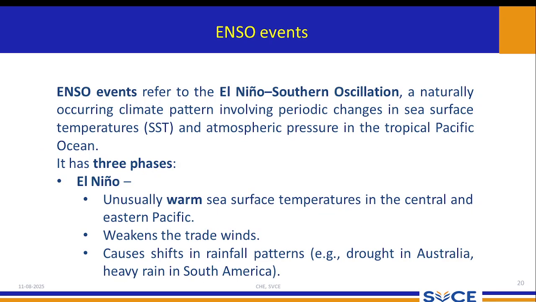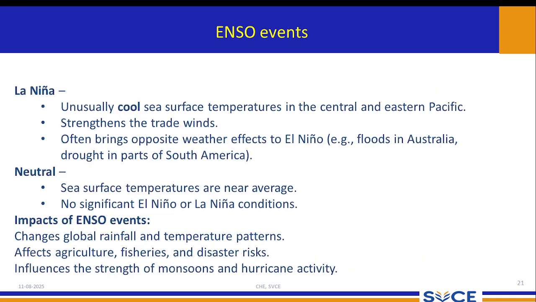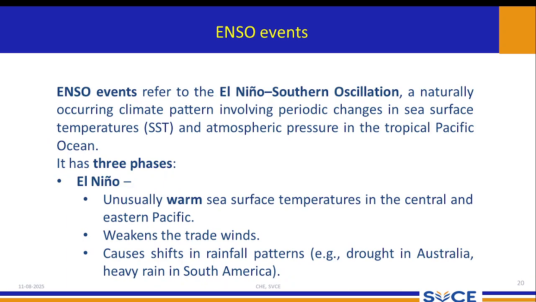So, as I told you, what are ENSO events? ENSO refers to the El Nino Southern Oscillation, a naturally occurring climate pattern involving periodic changes in sea surface temperature and atmospheric pressure in the tropical Pacific Ocean. There are three phases: one is El Nino, another is La Nina, and another is neutral. We'll see them one by one. So again, I repeat, ENSO events refer to the El Nino Southern Oscillation, a natural climate pattern involving periodic changes in sea surface temperature and atmospheric pressure in the tropical Pacific Ocean.